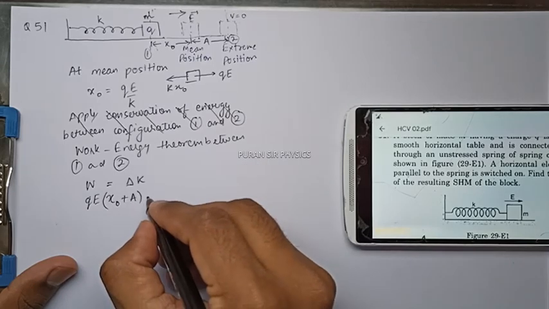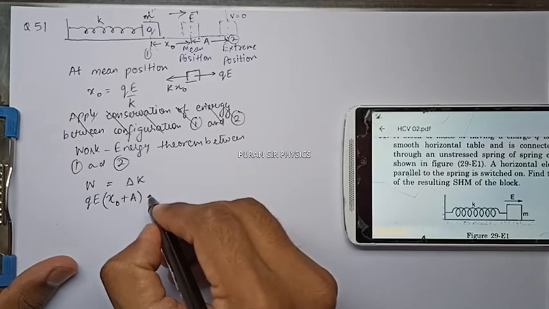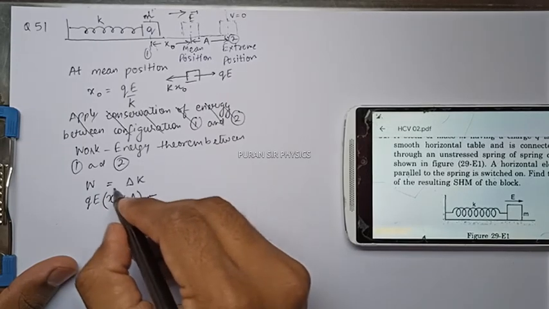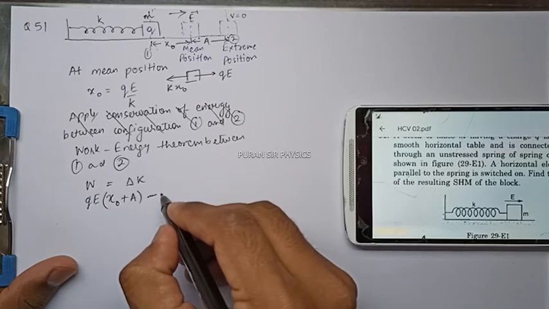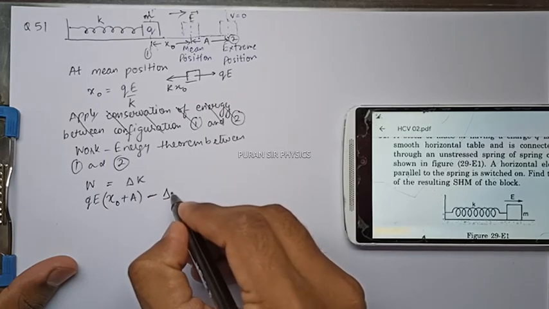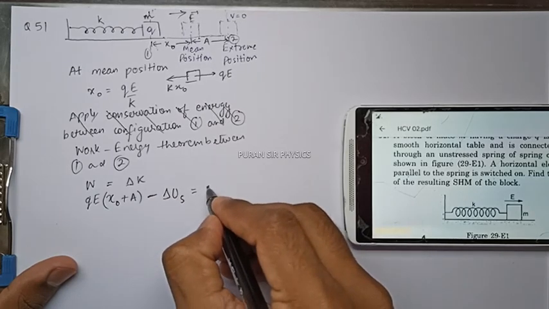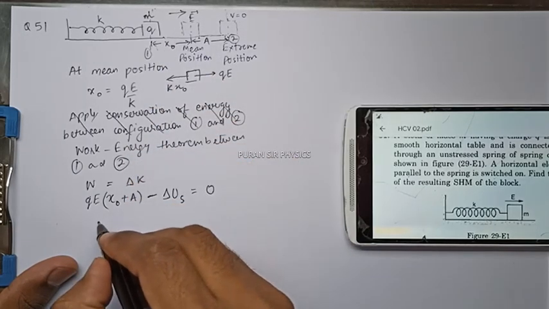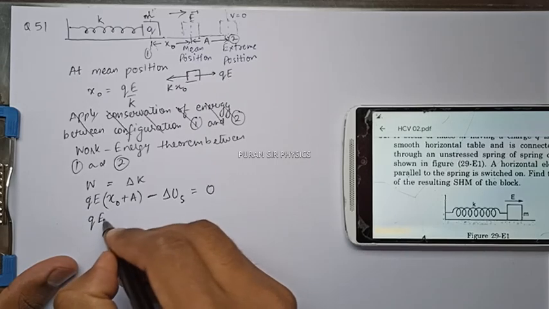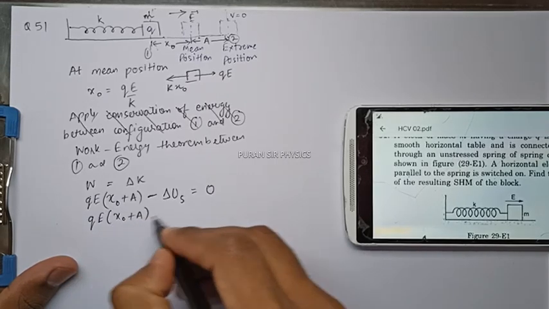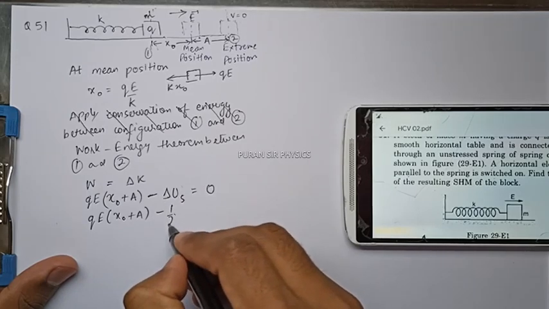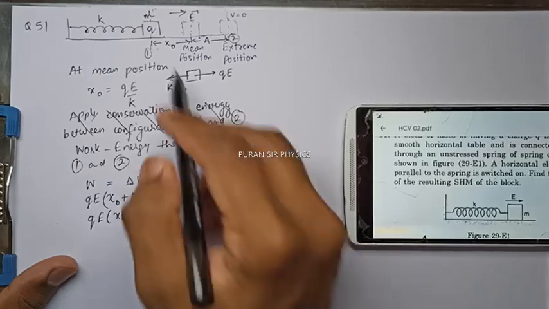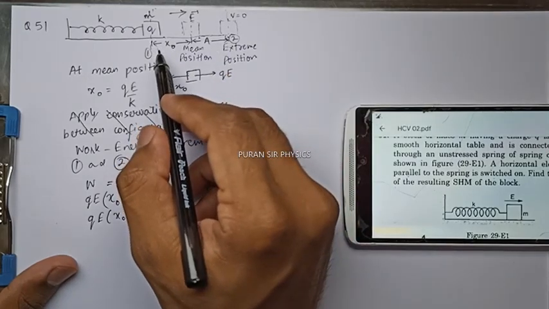There will be the spring force. The work done by the spring force can be written as the negative of the change in potential energy of the spring, and the total will be 0 because initial and final kinetic energy is 0. So from here we can write QE times (x naught plus A) minus half K (x naught plus A) square, because the spring has elongated by x naught plus A.